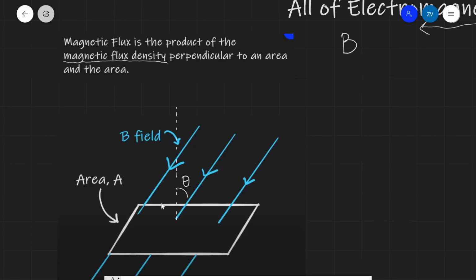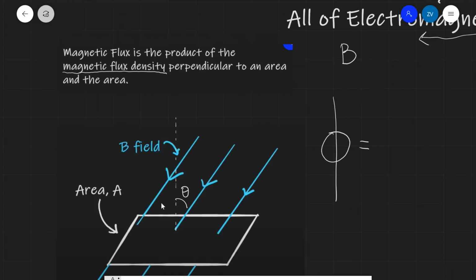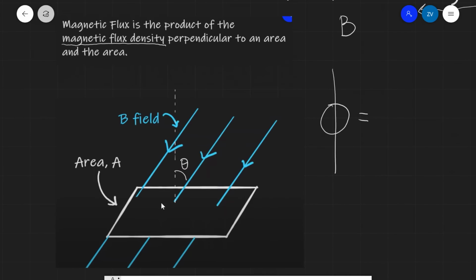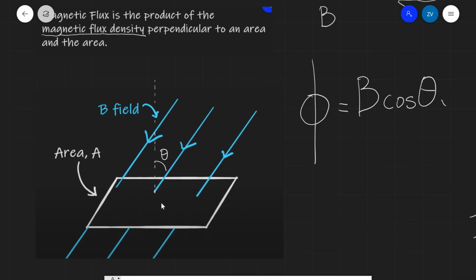The magnetic flux is given this Greek letter phi, and the magnetic flux is defined as the product of the magnetic flux density, which we said was B cosine theta. Let's write this a little bit more clearly. So B cosine theta multiplied by the area itself, which is A. Now this is commonly written as phi is equal to BA cosine theta.